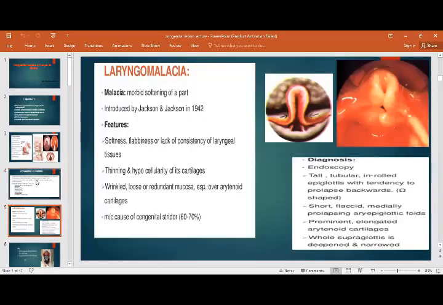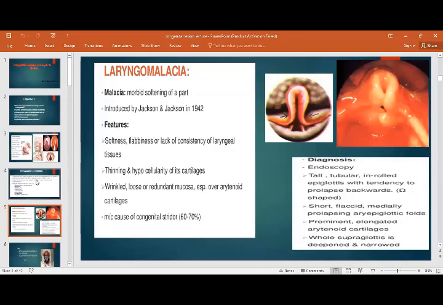The first and most common congenital anomaly is laryngomalacia. As the name shows, malacia means softening of the part, and laryngomalacia means softening of the whole larynx and cartilages. As these cartilages are very soft, they won't function properly and can easily get into complications. This term was first introduced by Jackson and Jackson in 1942.